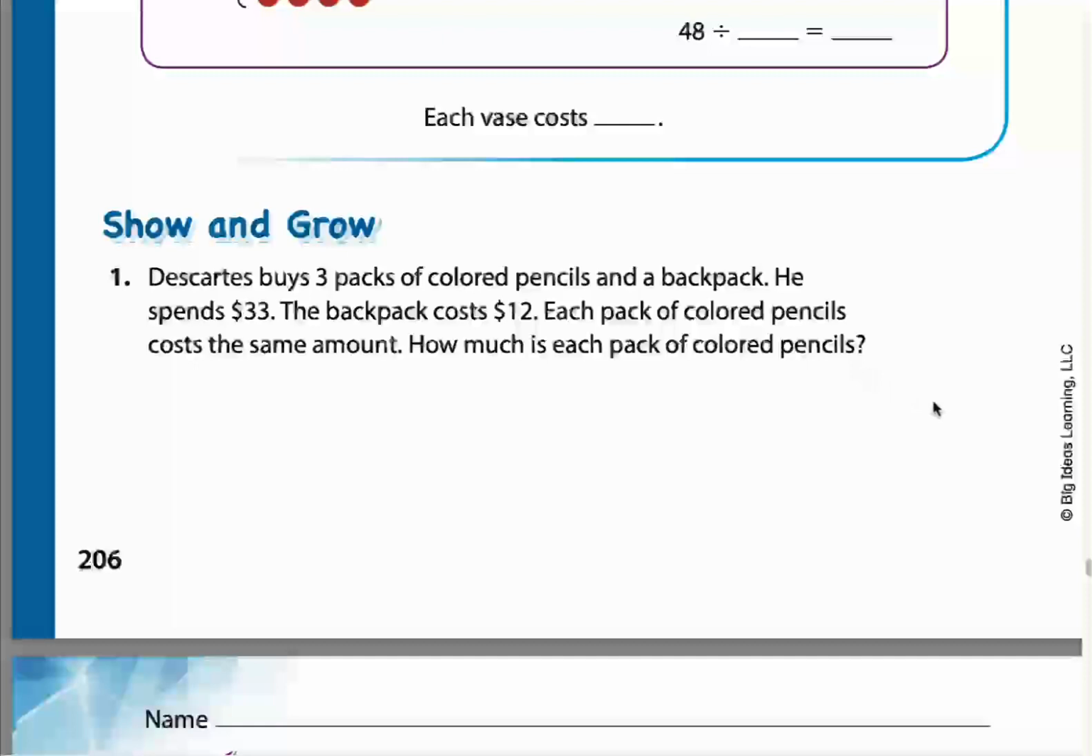Now, let's see, what do you know? You know that you buy three packs of colored pencils and a backpack. And you know also that Descartes spends $33. So this is the total cost. And you know also the cost of the backpack. It's $12.